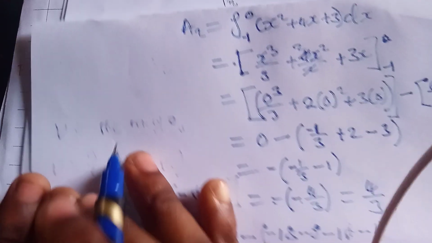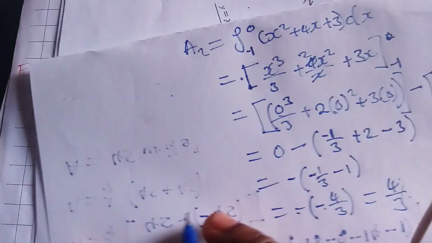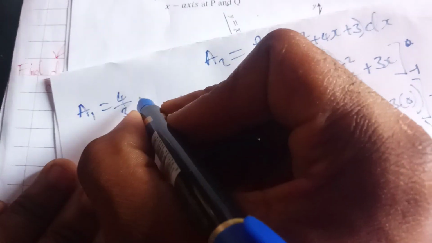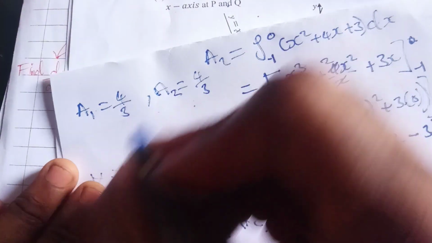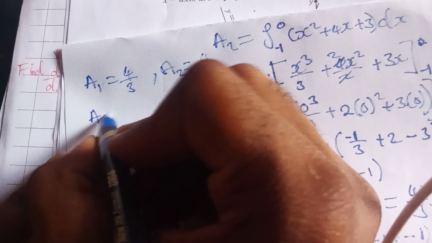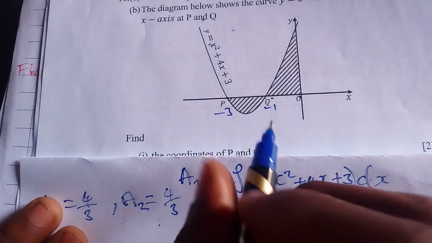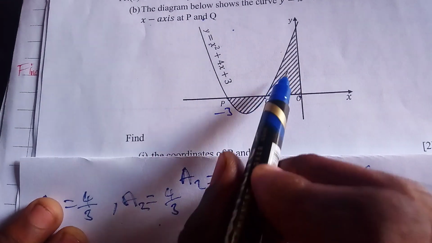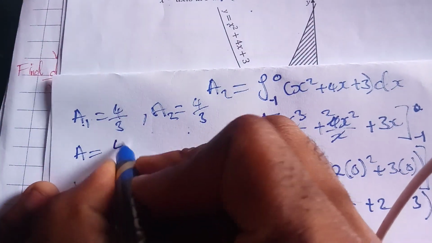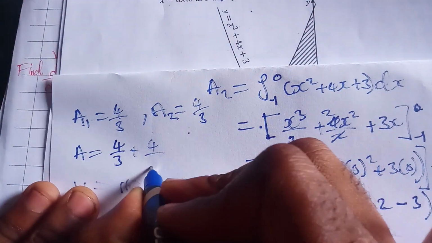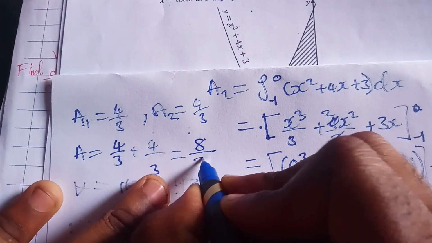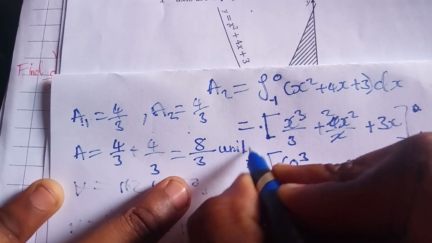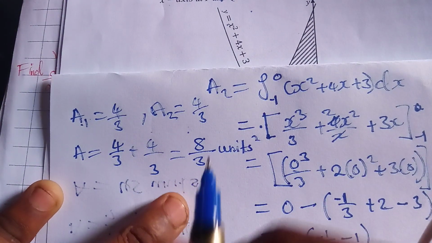So by the way, it's a coincidence that the two areas are the same. It's not always the case. So area 1 is 4 over 3. Then area 2 is also 4 over 3. So the total area will be this plus this. As you can see, to find the total area, you have to add this one to that. So this will be 4 over 3 plus 4 over 3. Then since the denominators are the same, this will be 8 over 3 units squared, like this, and you are done.